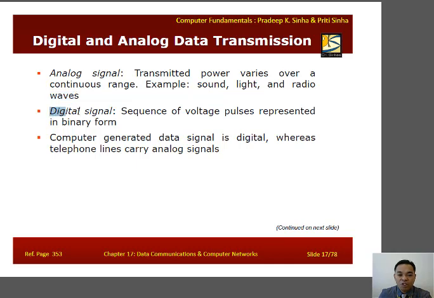And we have here digital signal. It refers to a sequence of voltage pulses represented in binary form. What is binary form? That could be zeros or it could be ones. So computer-generated data signal is digital, whereas telephone lines will carry analog signals. Take note of the two types of data transmission.